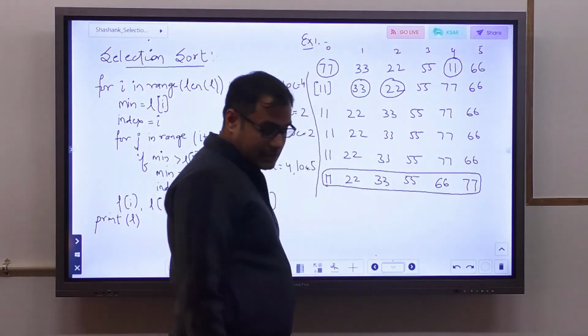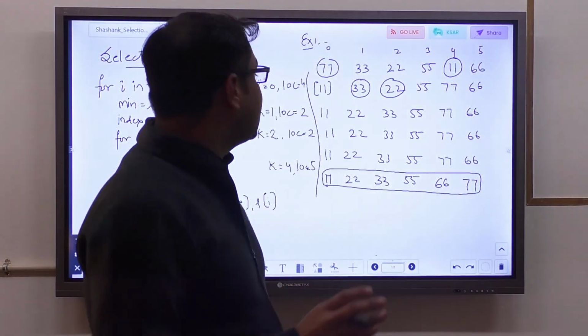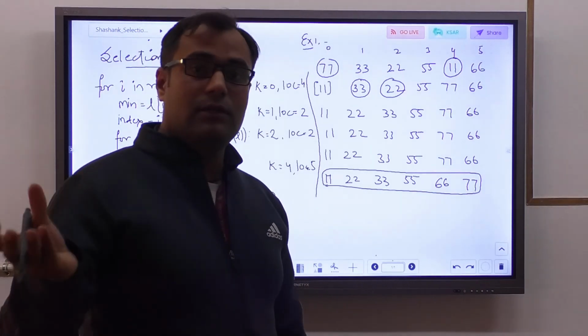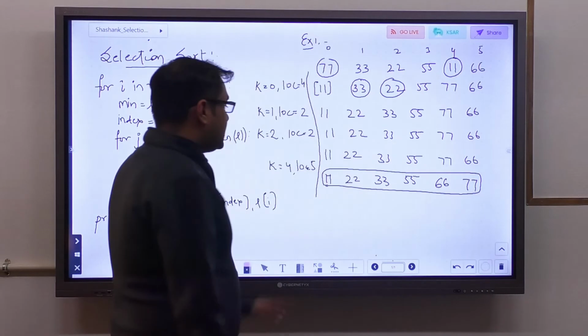So keep in mind, selection sort works by finding the smallest element in the unsorted array and taking that element to the beginning of the list. This is the sorted array.